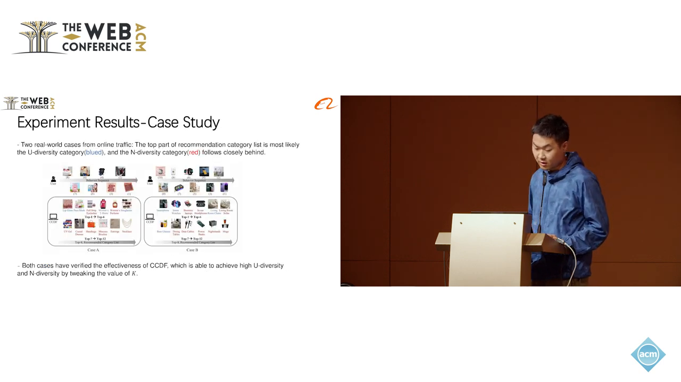In the case study, we also choose two real-world cases from online traffic. The top part of the recommendation categories is most likely the U diversity categories, colored blue, and the N diversity categories follow closely behind. So both cases verify the effectiveness of our method, which is able to achieve high UN diversity by tweaking the value of K. With a large K, the recommendation items will have more N diversity.